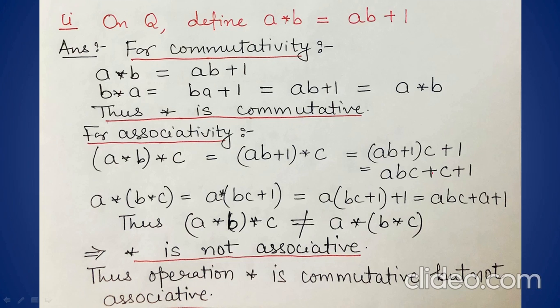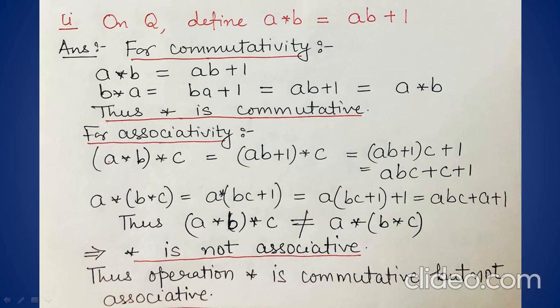So here we can see that A star B bracket star C is not equal to A star bracket B star C. So by definition of associativity, we can say that this operation star is not associative. So we can conclude that this operation star is commutative but not associative. So this completes the second part.